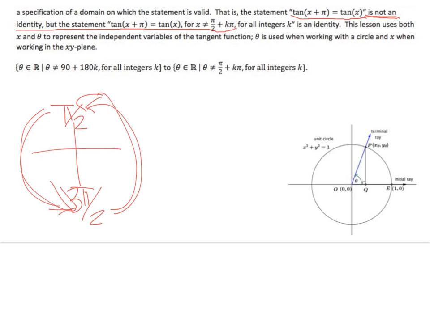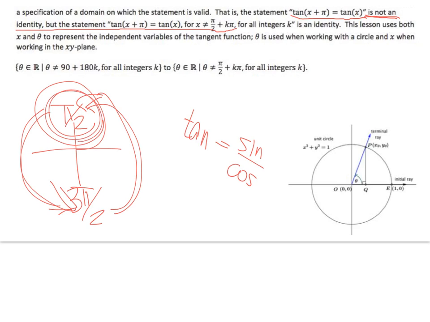So I wanted to make sure that I reminded you of that. Tan is not valid at pi over 2 because of the cosine function. We have tan equals sine over cosine. Up here at pi over 2, cosine is 0, and you're not allowed to divide by 0. It's undefined. Can't do it. So that's why. But let me erase all that.